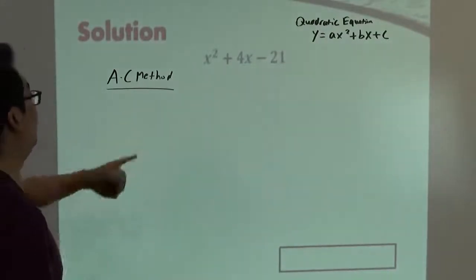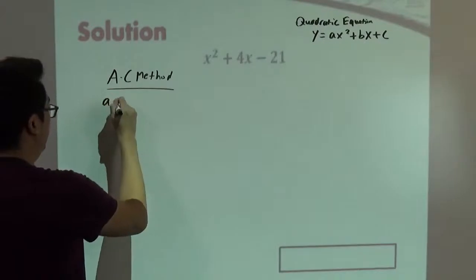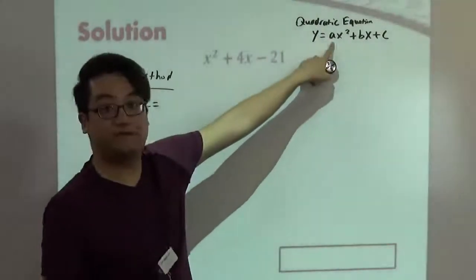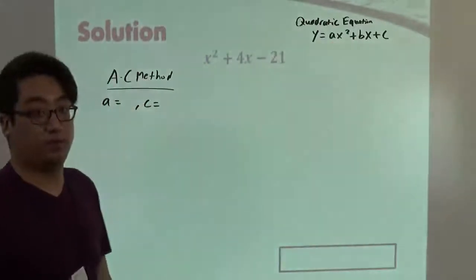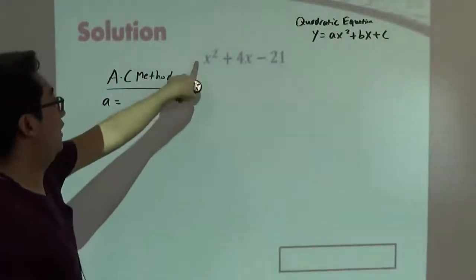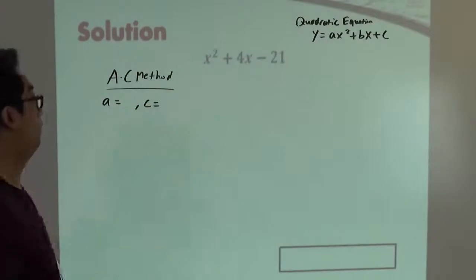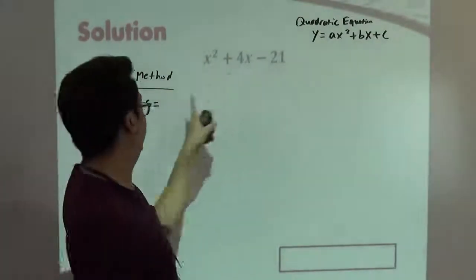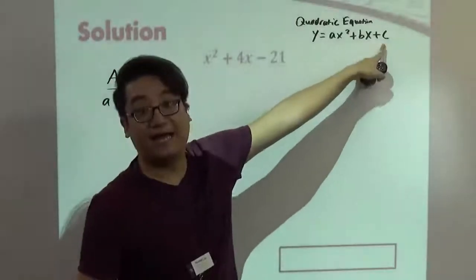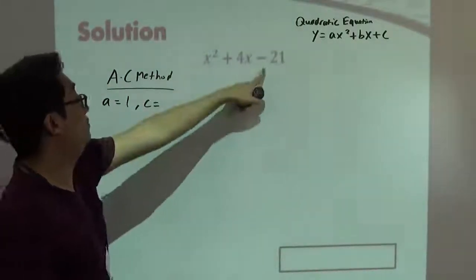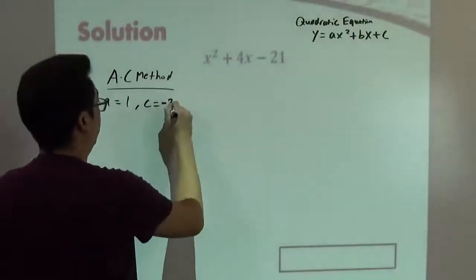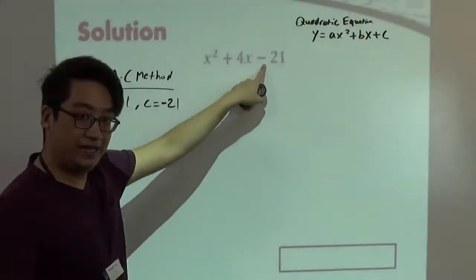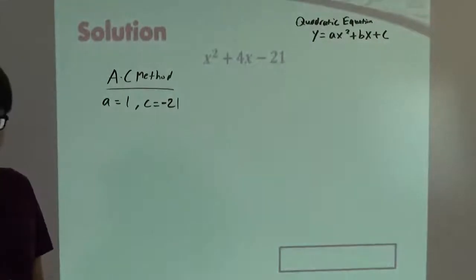When we look at this, we look at what our A value is and what our C value is. The A value is always the coefficient of the x squared. In our case, we don't see a number here, so you always assume that coefficient is just 1. Now we move on to the C. The C is the very last term here, which is a negative 21. You always want to take the sign as well. If it's a negative 21, you take it as a negative 21.